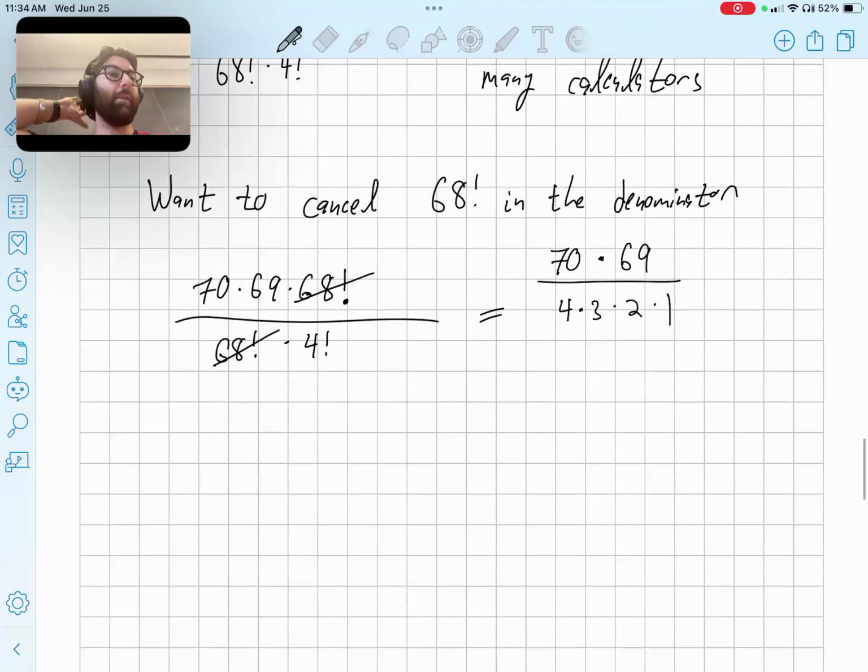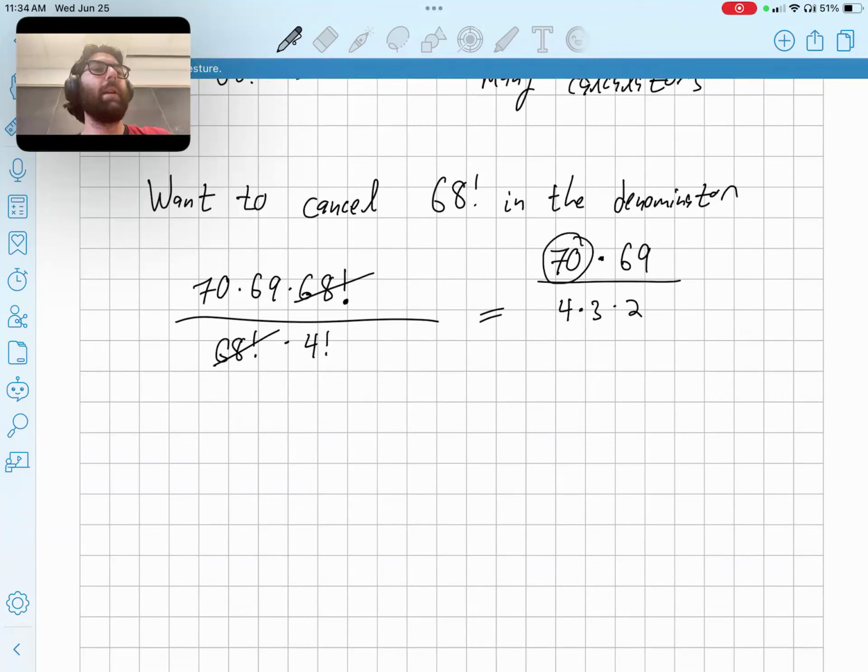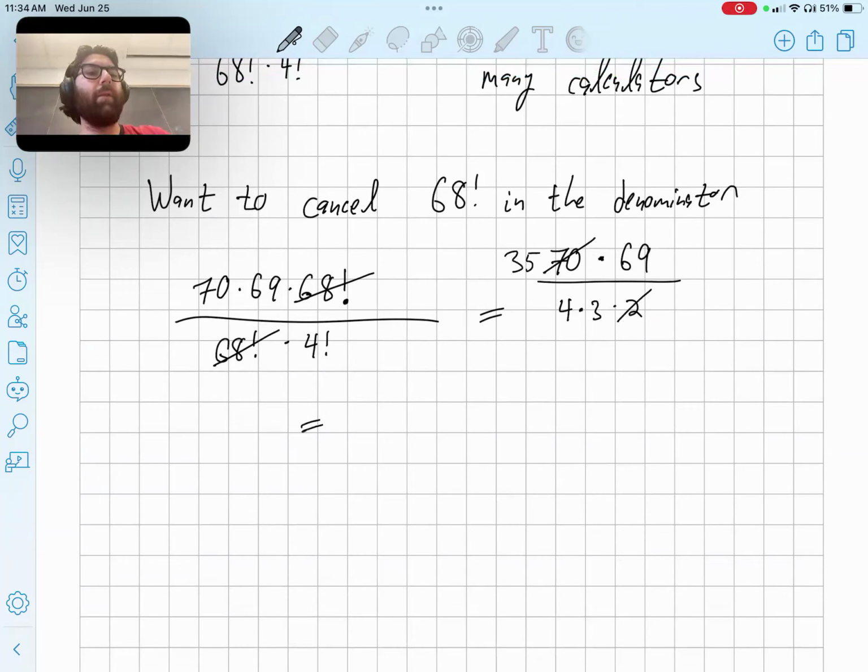Again, I'm going to get rid of the 1. Now we can start canceling each of these one at a time. I know the 70 is divisible by 2, so if I do 70 over 2, I'll cancel both and be left with a 35. So this is equal to 35 times 69 over 4 times 3. Now 69 is also divisible by 3, so I'll be left with a 23. So this is equal to 35 times 23 divided by 4.